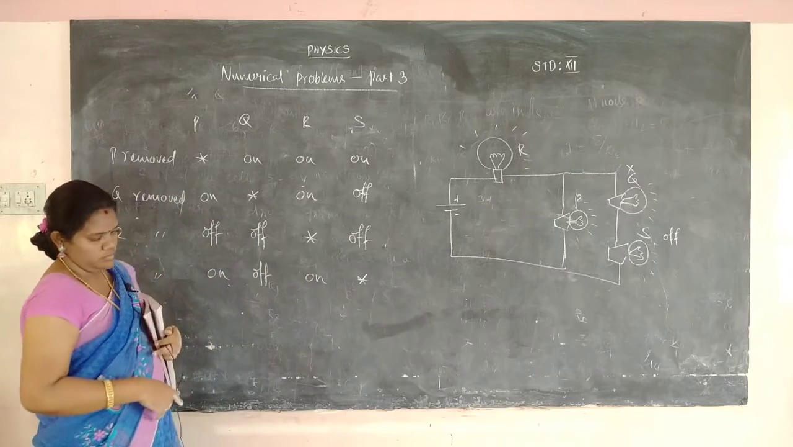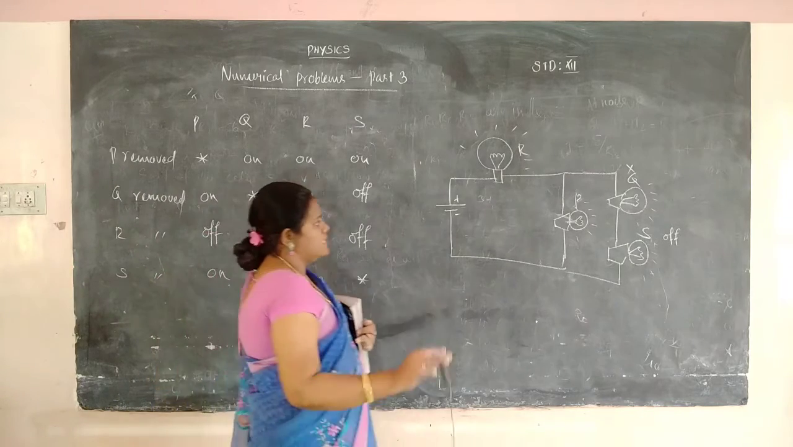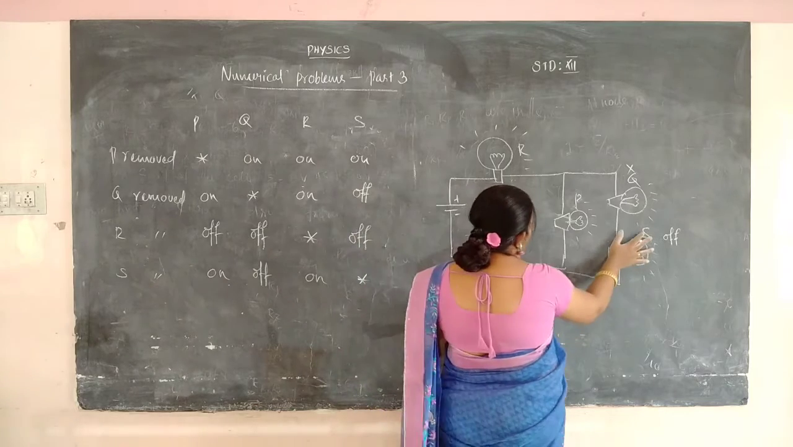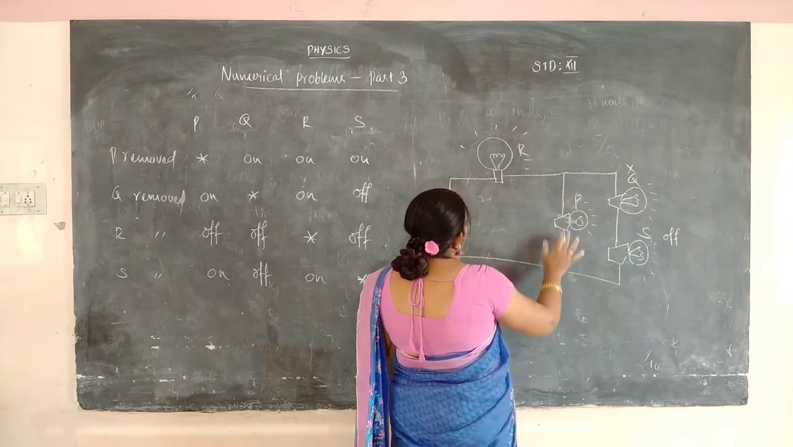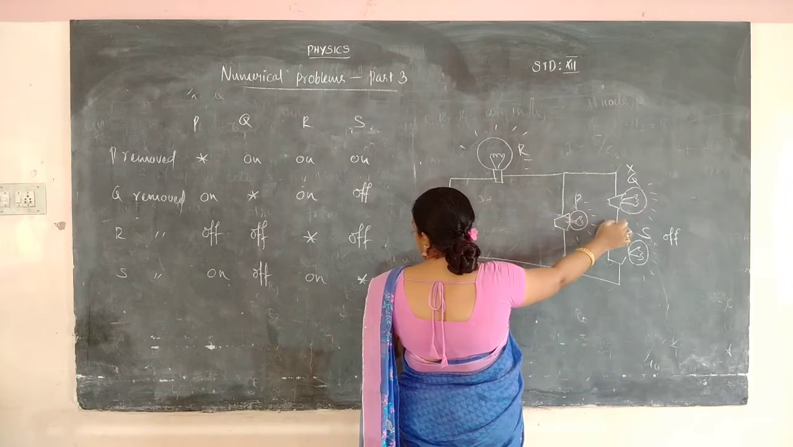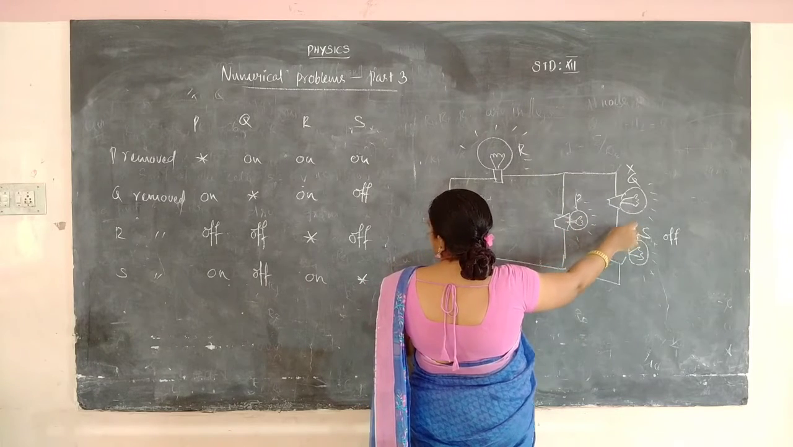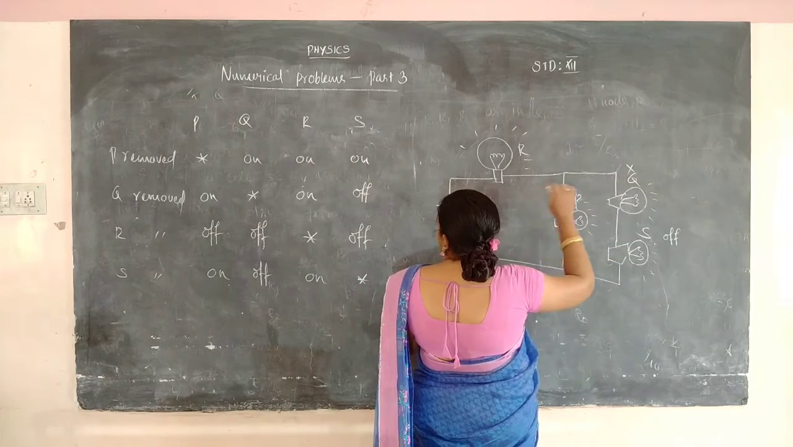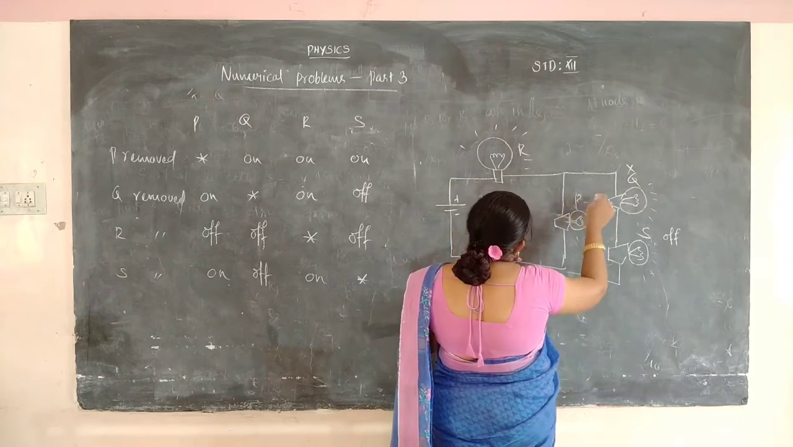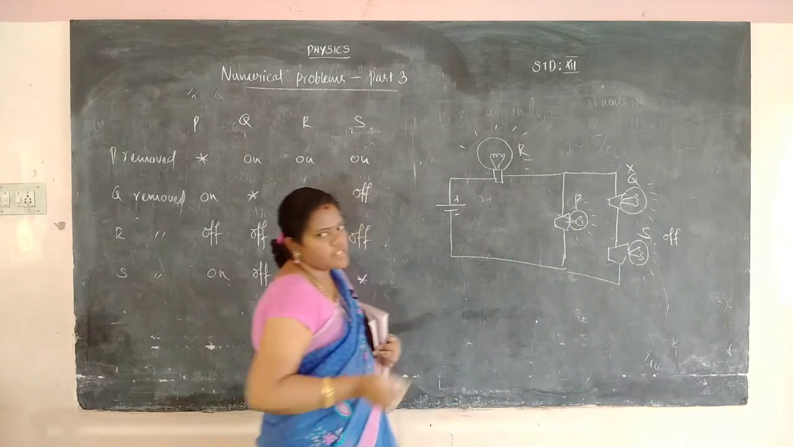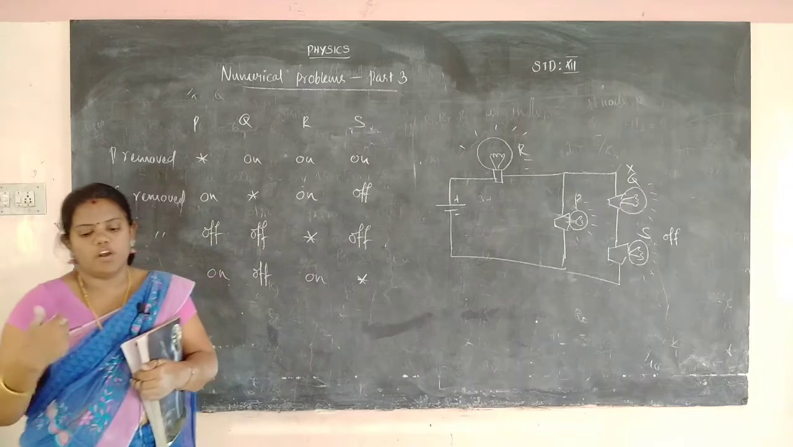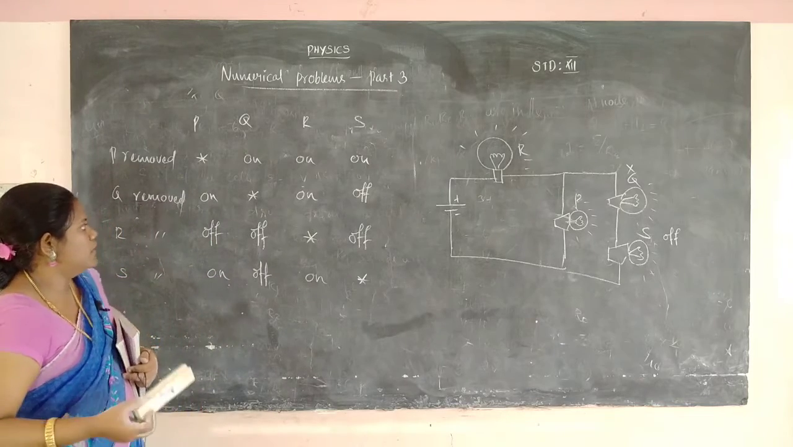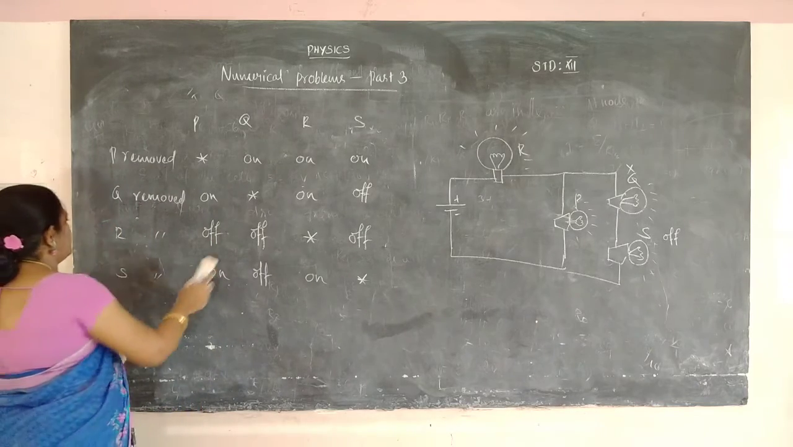Then S is removed. The current will be flowing P and R, and Q it will be off. So P is on and R is on and Q is off. Okay, so மாதிரி நீங்க கனெக்ஷன் போட்டீங்கன்னா, one bulb it will be off at a one time. Okay, so go to the next problem.